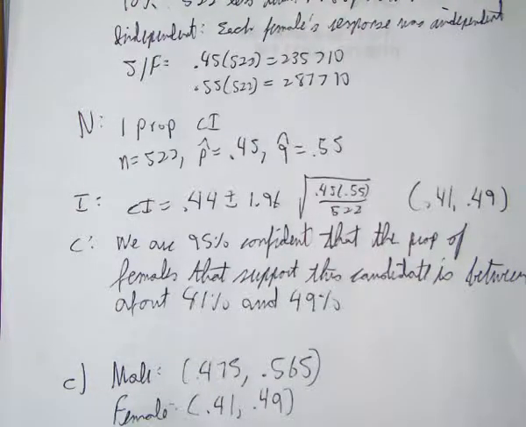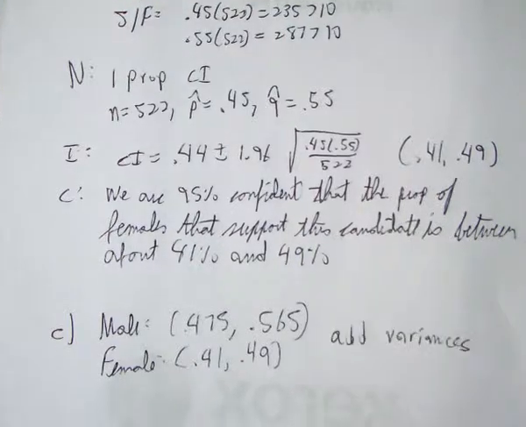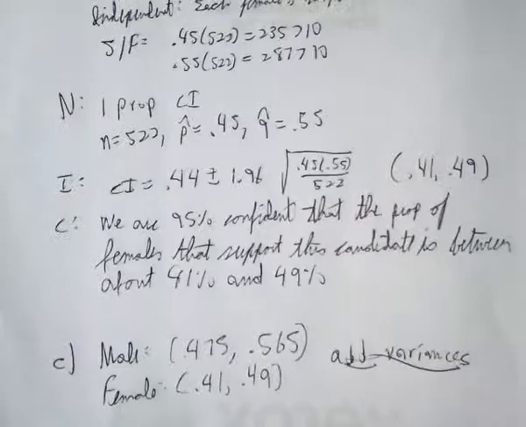So, what does that mean? Well, it appears that there might be no difference in the support between males and females for this candidate, if you just look at the one-prop confidence intervals. But we still had to do a two-prop test, because the issue is that in this case we're not adding the variances. So we've got to do a two-prop test.